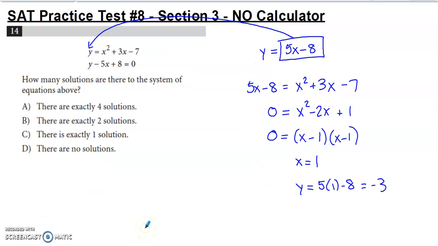Number 14 asks us to determine how many solutions there will be to the system of equations. Now here's one thing that you have to remember about the solution to a system. A solution to a system is an x and a y that satisfies both equations. That is one solution, even though there are two elements to that solution. So we're going to have to be cautious of that whenever we get to the end of this.